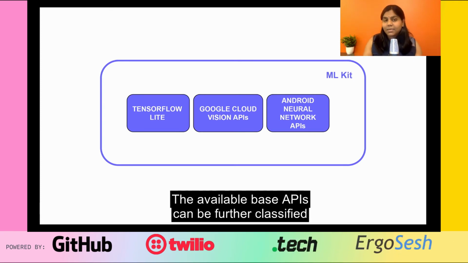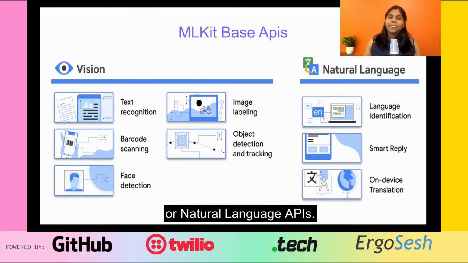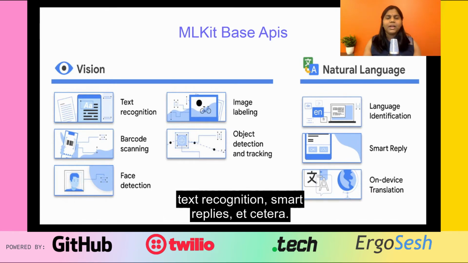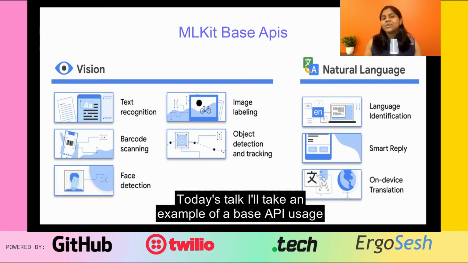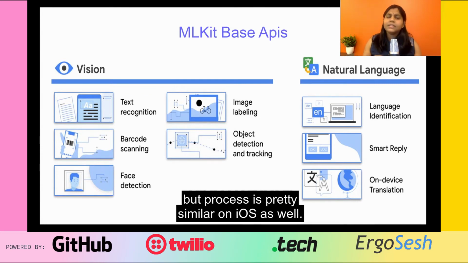The available base APIs can be further classified based on their usage as vision-based APIs or natural language APIs. Some examples of APIs as presented here are barcode scanning, text recognition, smart replies, etc. In today's talk, I'll take an example of a base API usage and a custom API one. In this talk, the code snippets are going to be of Android, but the process is pretty similar on iOS as well.